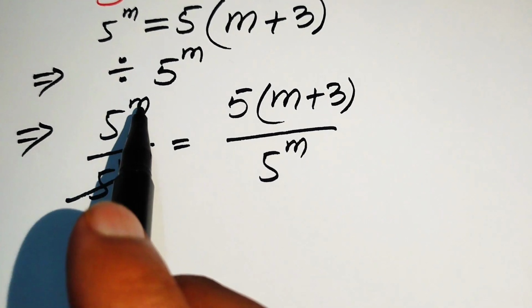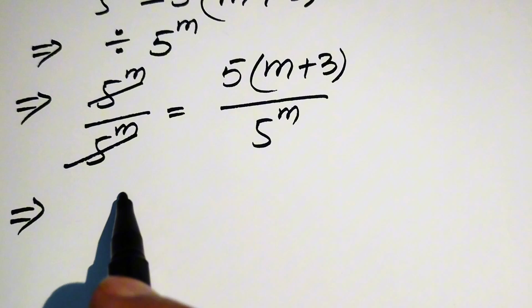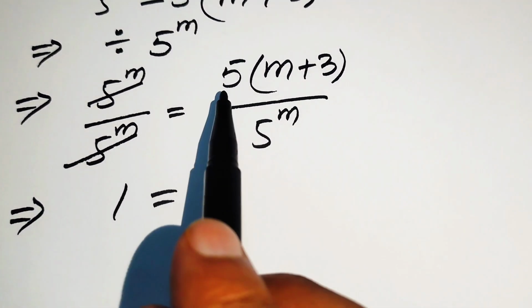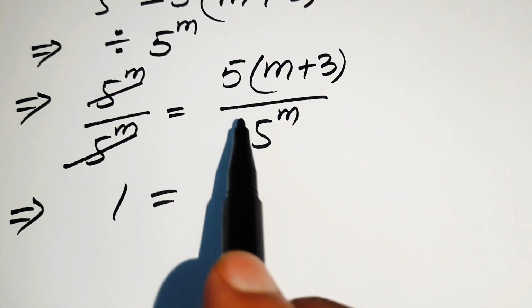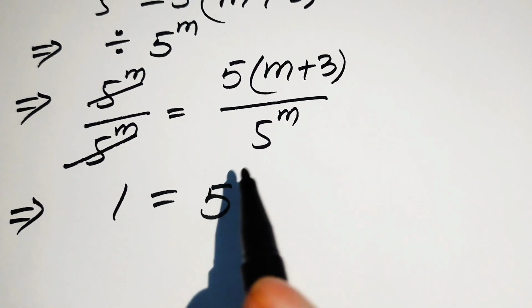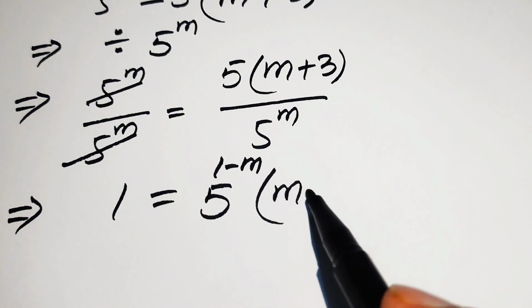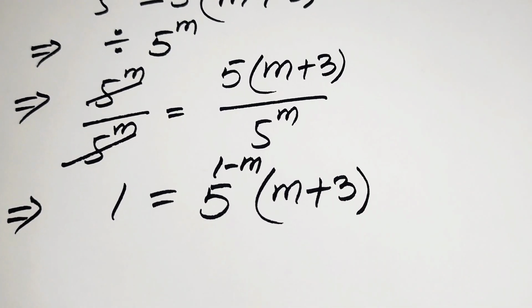Here you see that this 5 to the power of m is cancelled out by this one, and we have 1 equals, here you see that the bases of both of these two terms are the same, so we move this exponent up and it will be written as 5 to the power of (1 minus m) times (m + 3).